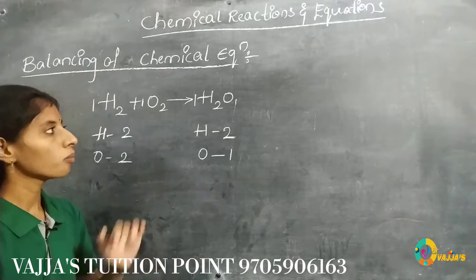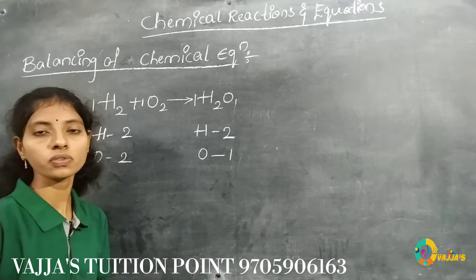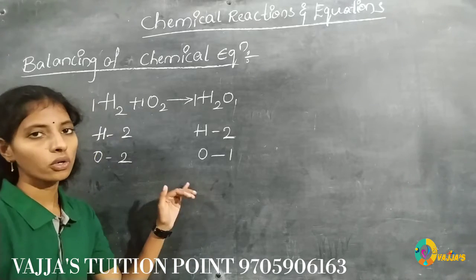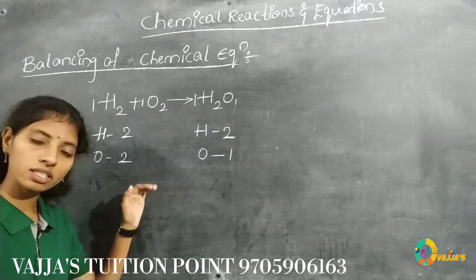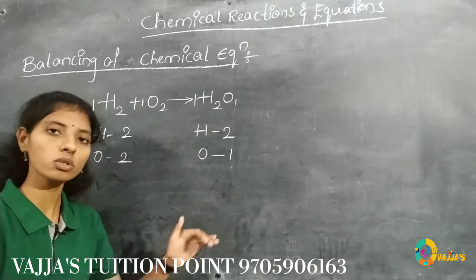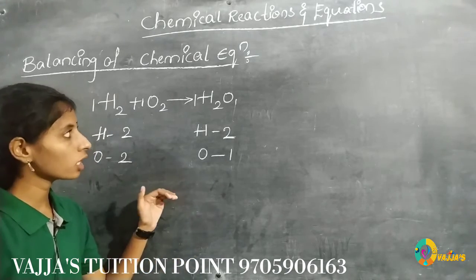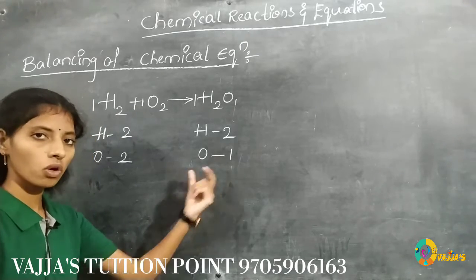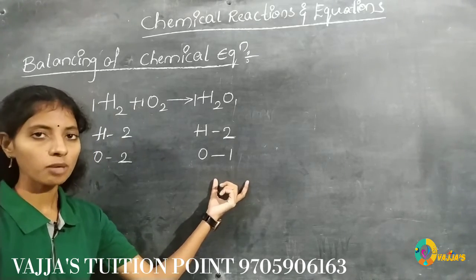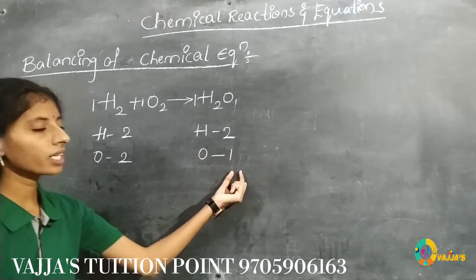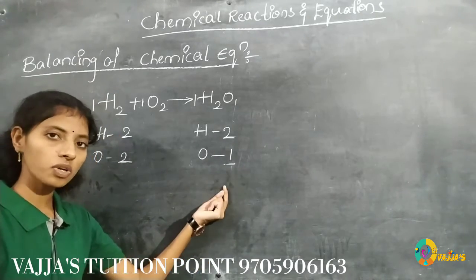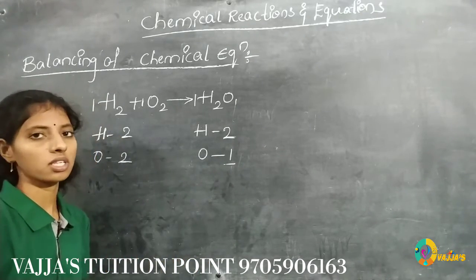No, it's not. Because according to the law of conservation of matter, atoms are neither created nor destroyed. They can just change form from one substance to another. So for that purpose we have to balance the oxygen atoms on the product side. Why? Because here we have 2 and here we have only 1. The number is less, so that's why we have to balance on the product side.